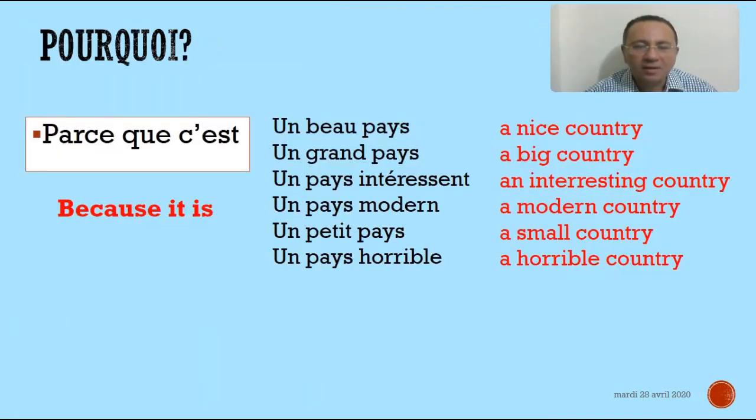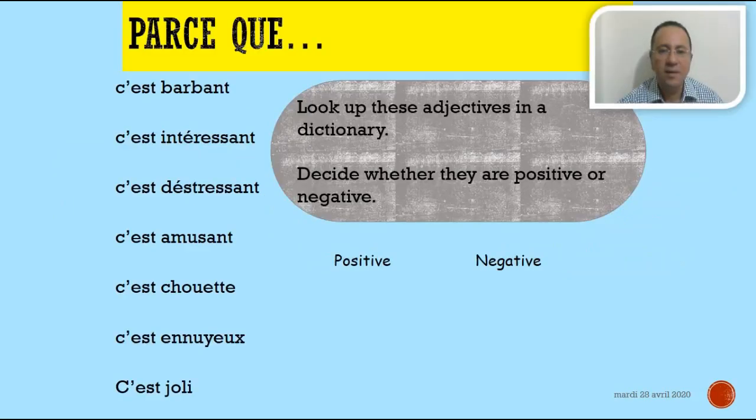Pourquoi? Why? So, you can extend your sentence by adding a reason or by justifying your opinion. So you have to tell me, why do you like to visit the country, or why do you hate to visit the country? So in this case, you have to start your reason with parce que c'est. It means because it is. And in this slide, you can have a lot of different reasons that you can use to complete your sentence. Can you find the meaning of these adjectives?